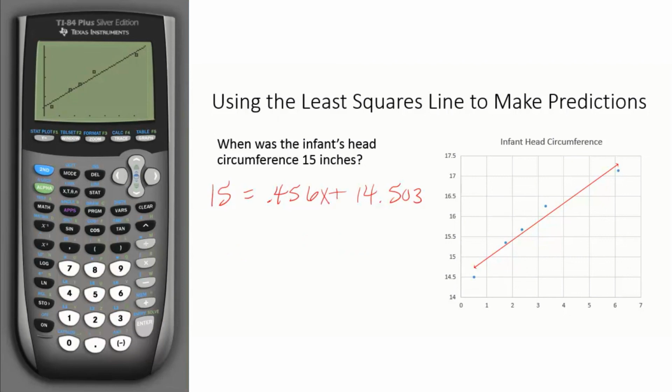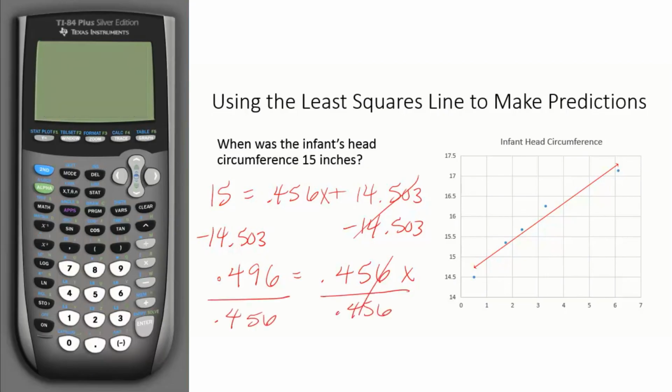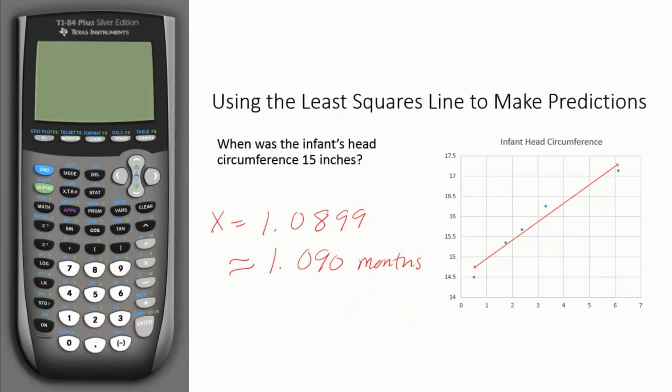So let y equal 15 and set that equal to 0.456x plus 14.503. Then we need to subtract 14.503 from both sides, and then we need to divide both sides by 0.456. And then we get x equals 1.0899, or if we round to 3 decimal places, 1.090 months. If we multiply our decimal portion times 30 days in 1 month, then we get 1 month and 3 days, which looks in line with our other data points.